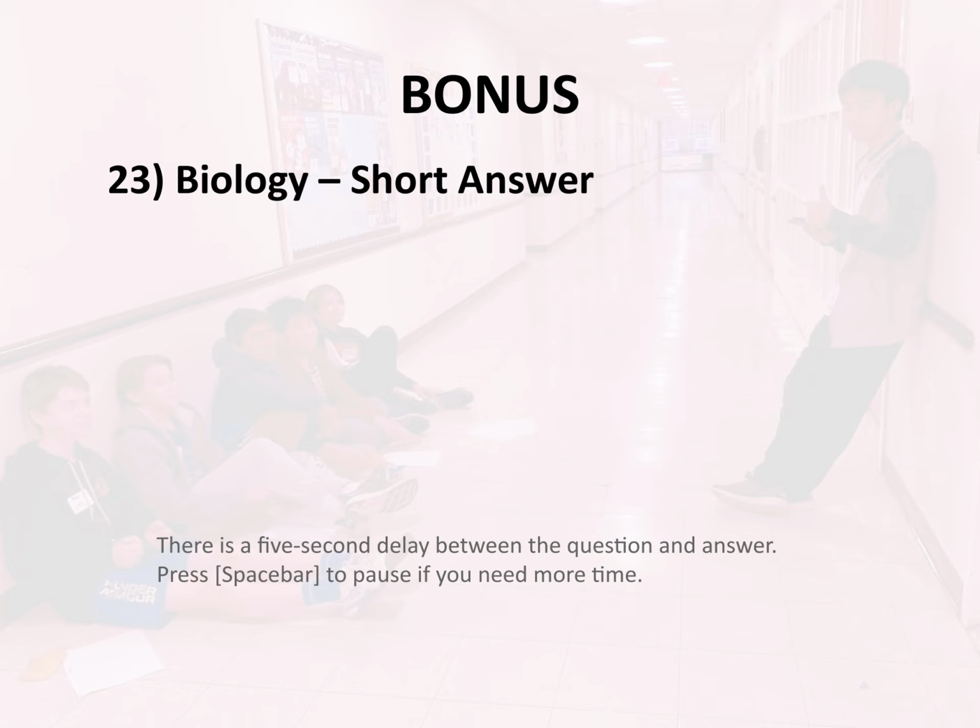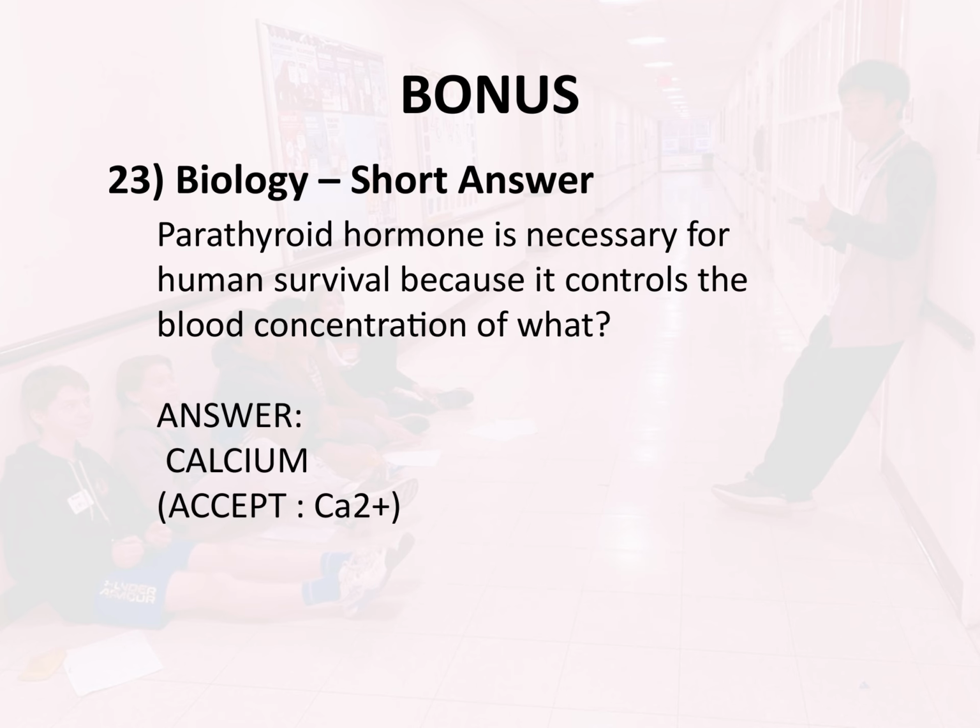Bonus 23. Biology, short answer. Parathyroid hormone is necessary for human survival because it controls the blood concentration of what? Answer: calcium.